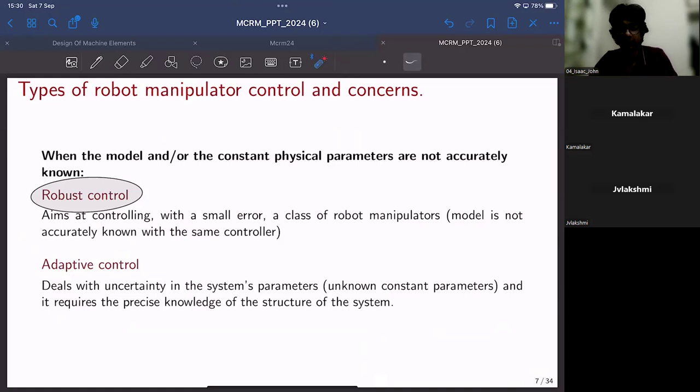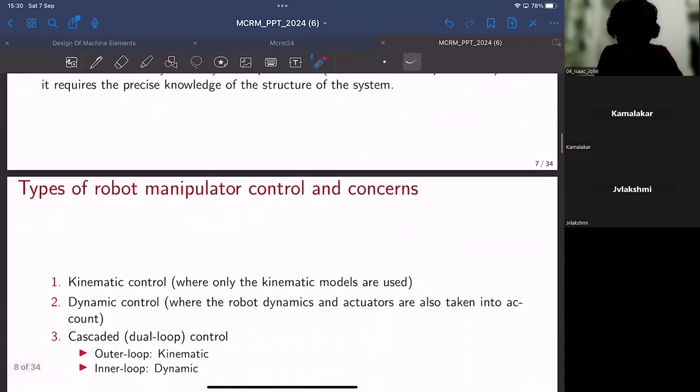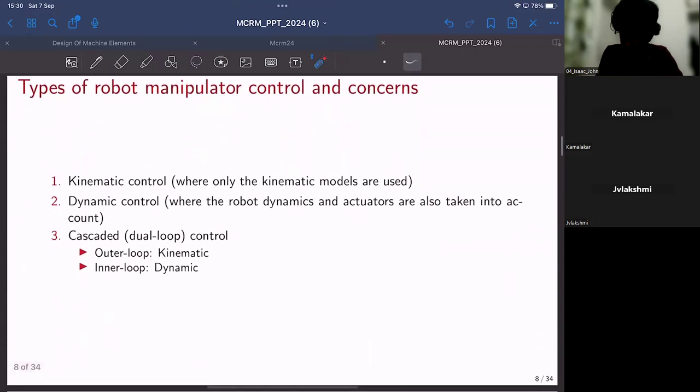In the case of a motion controller, everything is constant. The control parameters are constant, and the system parameters are constant. But in adaptive control, that is not the case.